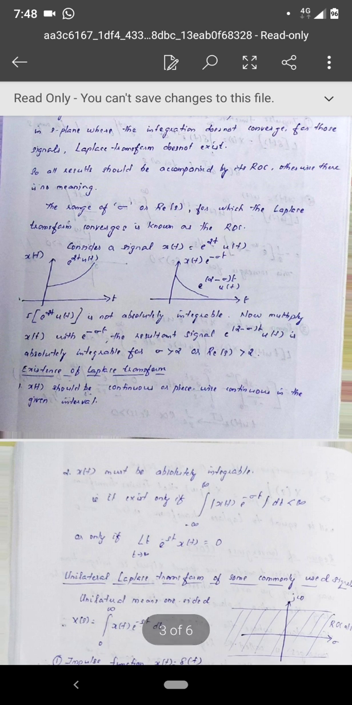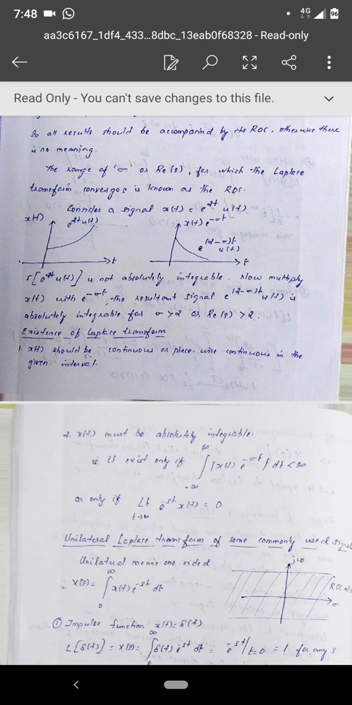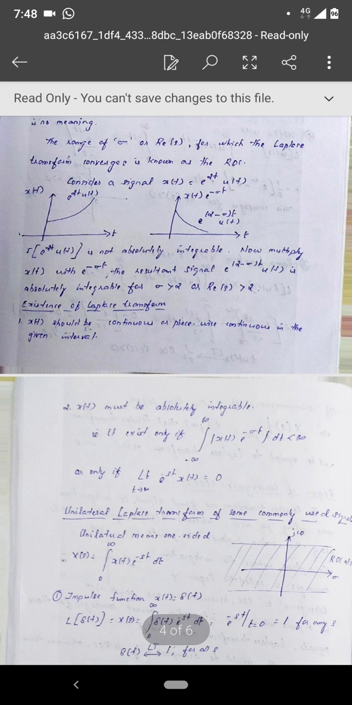Now, existence of the Laplace transform: the foremost and first condition, if we want to apply integration, is that the signal should be continuous, or at least piecewise continuous, in the given interval. Then the second point: x of t must be absolutely integrable. That is, the integral of the modulus of x of t e raised to minus sigma t dt should be less than infinity. If that tends to infinity, then the integration does not converge.